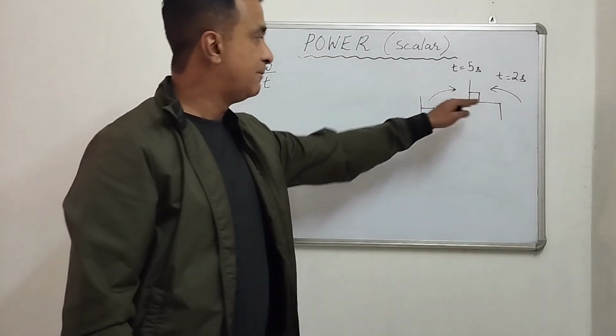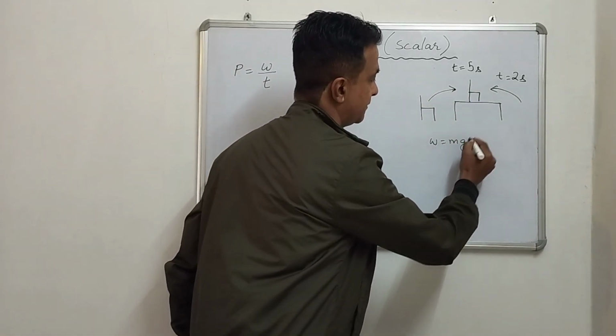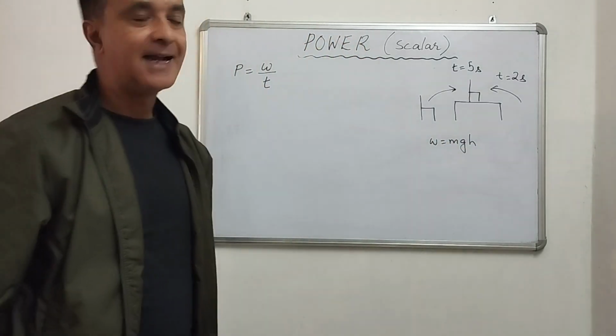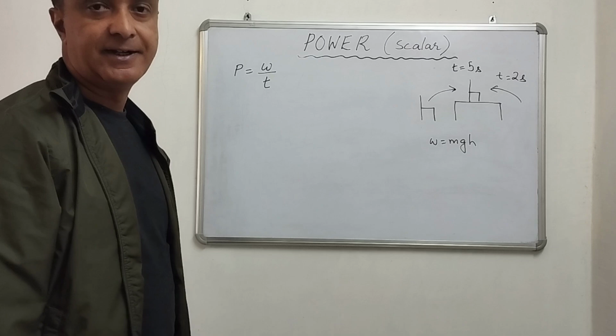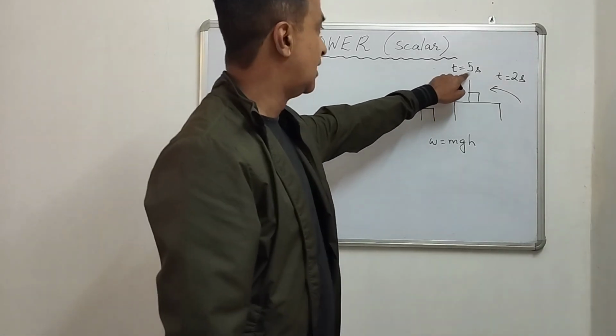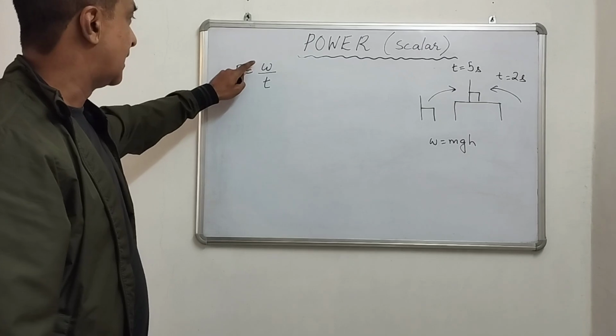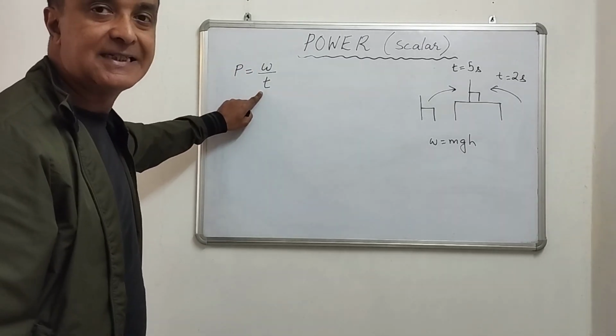Now the work done by both of us is the same. Why? Because work is mgh, the weight of the chair multiplied by the height to which it has been raised. The work done is same, but the power is different. Why? Because of this time factor. I have taken a longer time, so whatever work has been done by me gets divided by 5. So the power developed is less.